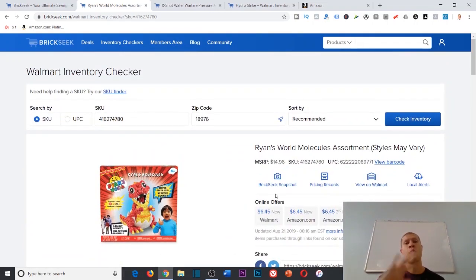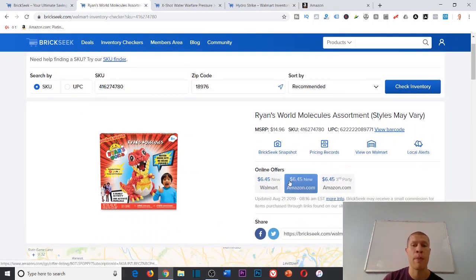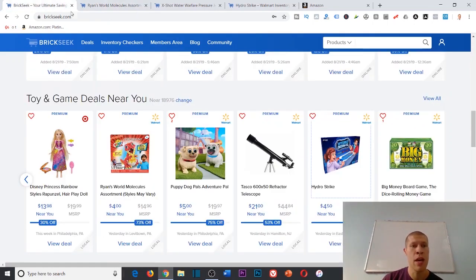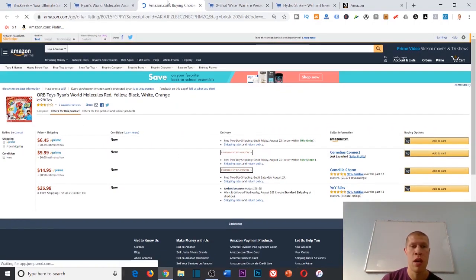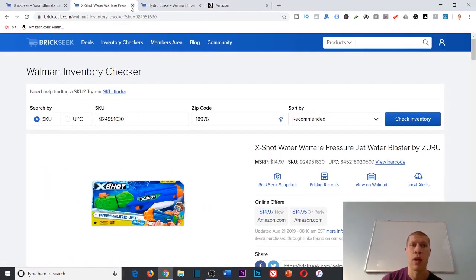Now, with that little caveat, and we'll revisit that once we find a good product, this is a bad product because even though you're getting it at $4, like it said here, the MSRP was about $15, but it's selling back on Amazon for $6.45 in new condition. So this is another example of a bad product.